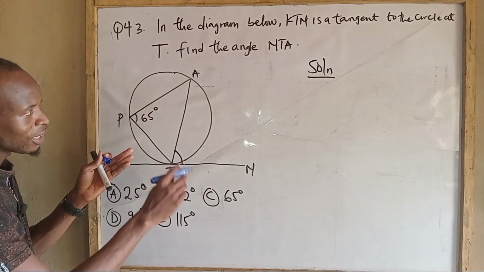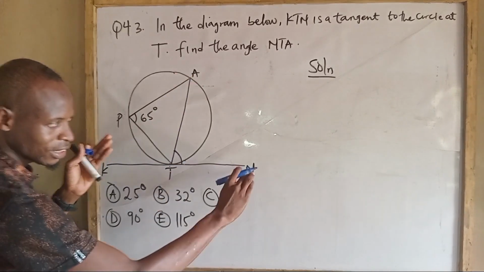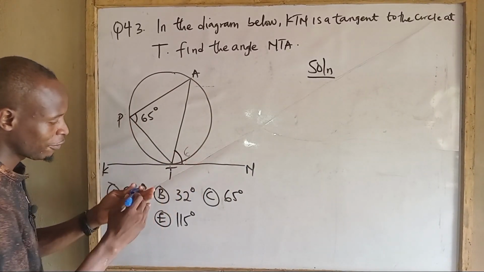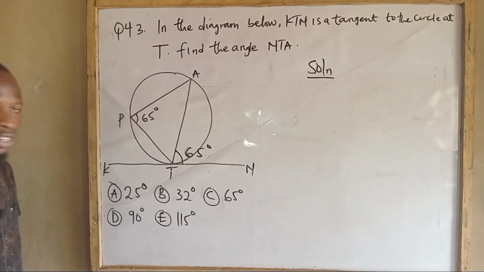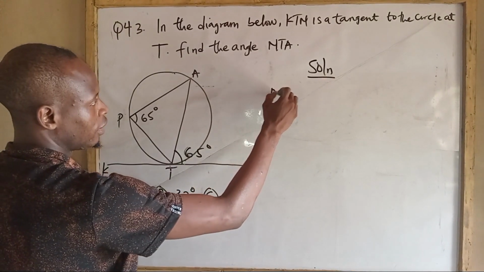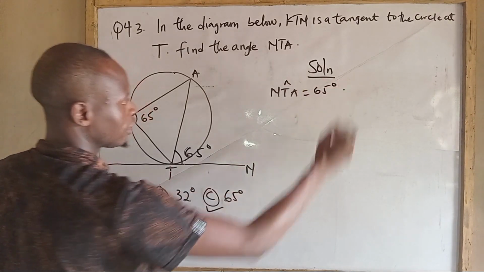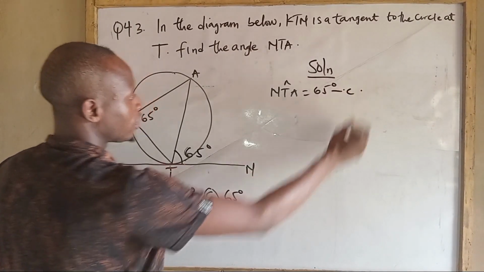So the theorem says that any angle you find between a chord and a tangent must be equal to the angle in the alternate segment. That means this angle over here will also be what? 65 degrees. So we don't have any problem. So our answer is what? C. So NTA, let me just write it here, is equal to 65 degrees. That's all. Okay, so let's move to the next question.